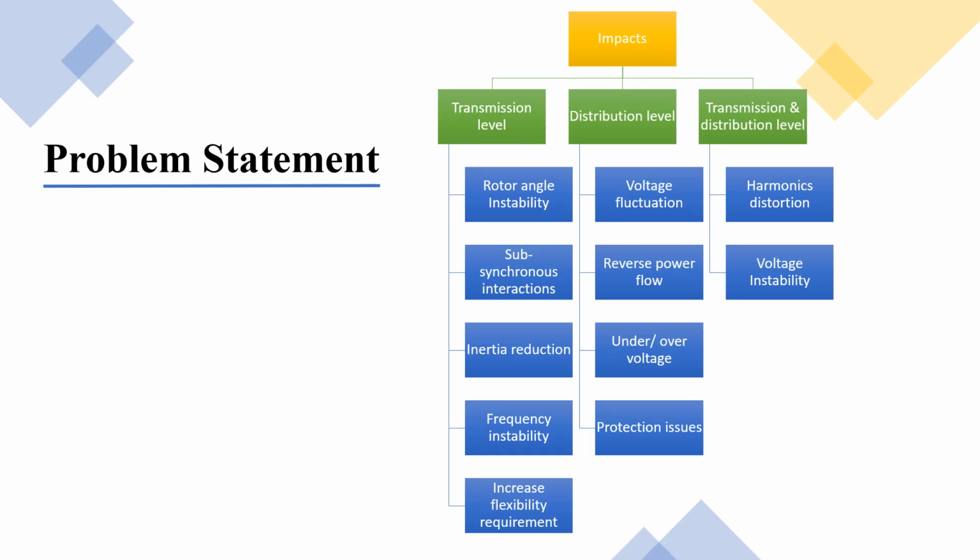So this is our problem statement. There are basically three types of problems that happen at the grid level. One is at transmission level, one is at distribution level, and one is at both transmission and distribution level. At transmission level, there are rotor angle instability, sub-synchronous interactions, inertia reduction, frequency instability, and increased flexibility requirement. In distribution level, there are four problems: voltage regulation, reverse power flow, under and over voltage, and protection issues. In both transmission and distribution level, there are two problems: harmonic distortions and voltage instability.